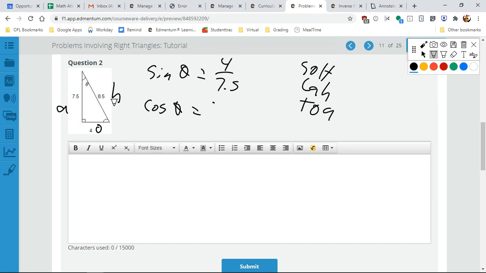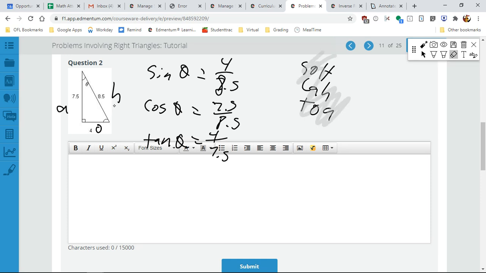So this, ooh, I put 7.5. I meant to put 8.5. Sorry. Hypotenuse. And the other one is 7.5 over 8.5. Our tangent, this one is opposite over adjacent. So this is 4 over 7.5. And then you can do your other trig functions.